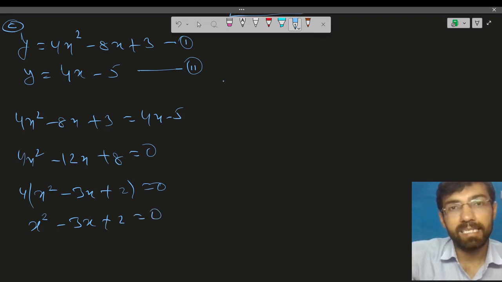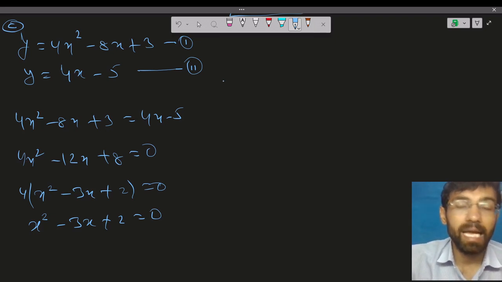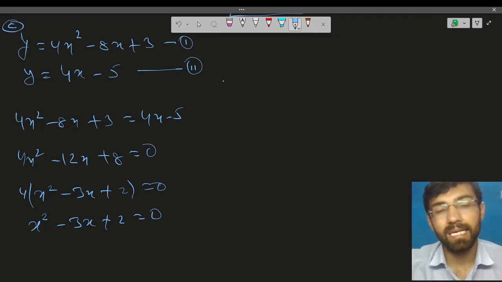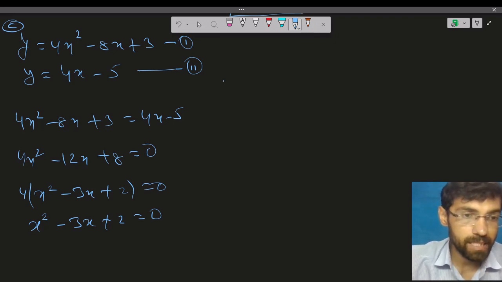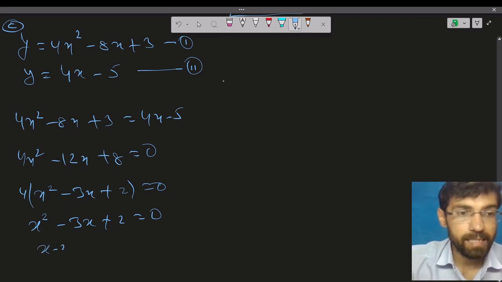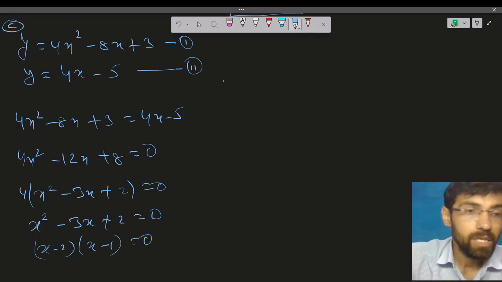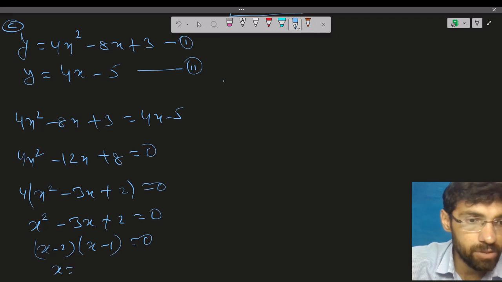Now you need to factorize. You need to know factorizing a quadratic equation. This is a quadratic equation I am trying to factorize. By the way, not all quadratic equations can be factorized. We have other methods like the formula method and completing the square. But let us try to factorize. If you factorize, you will get x minus 2 times x minus 1 equals 0. So I got x equals 1, 2.